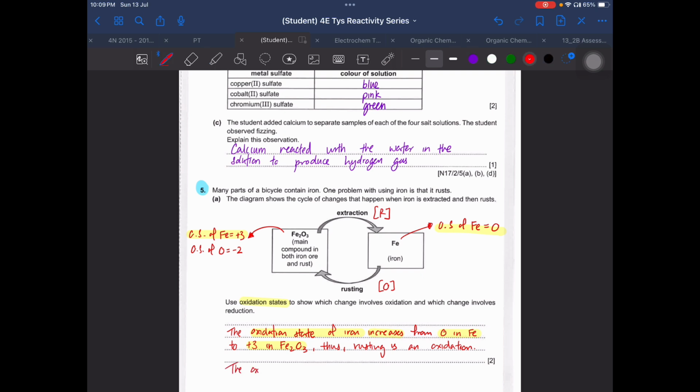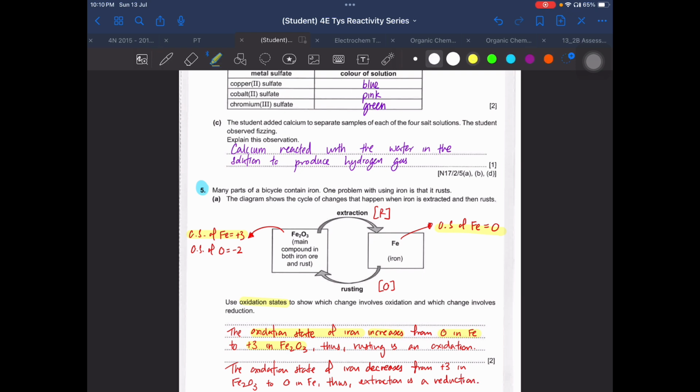Second part, the oxidation state of iron in this case decreases from +3 in Fe2O3 to 0 in Fe, and this will mean that the extraction process is a reduction process.